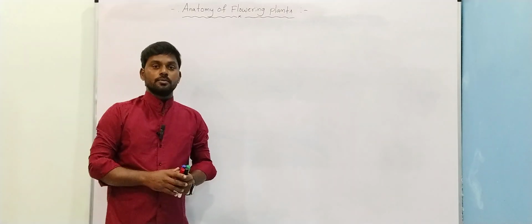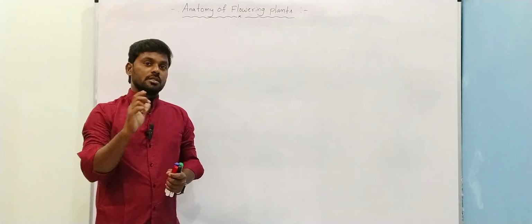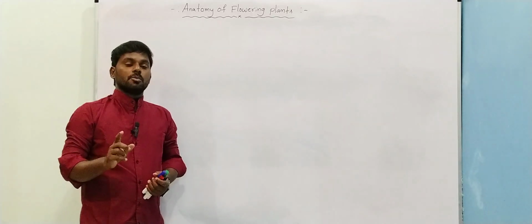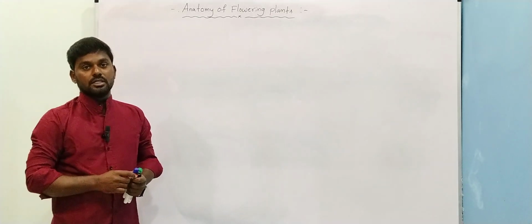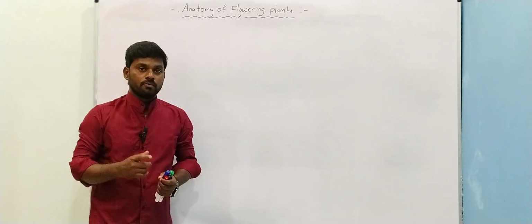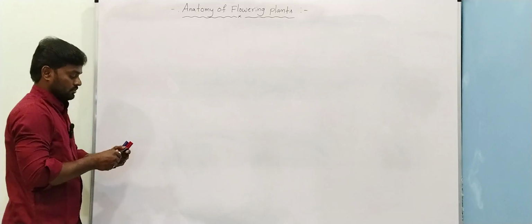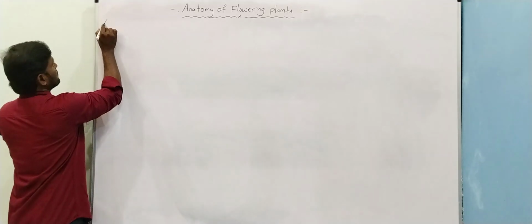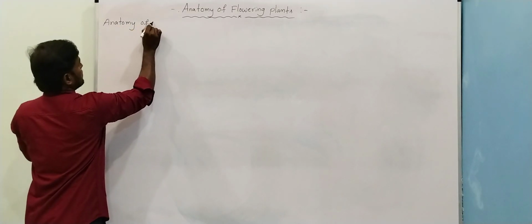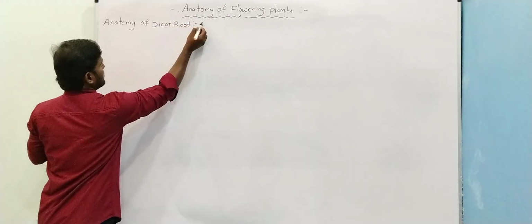So already I told you TS of dicot stem and TS of monocot stem in the previous class. Today in this class, we are going to discuss one more important 8-mark question, that is anatomy of dicot root. That means transverse section of dicot root. Anatomy of dicot root.